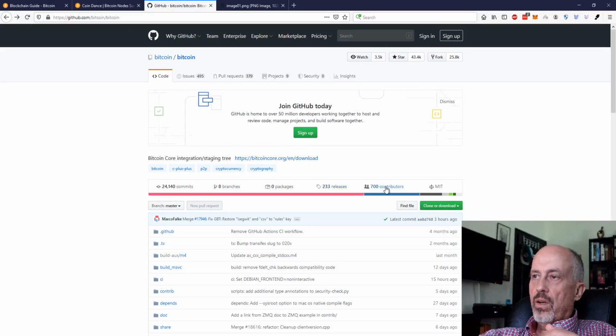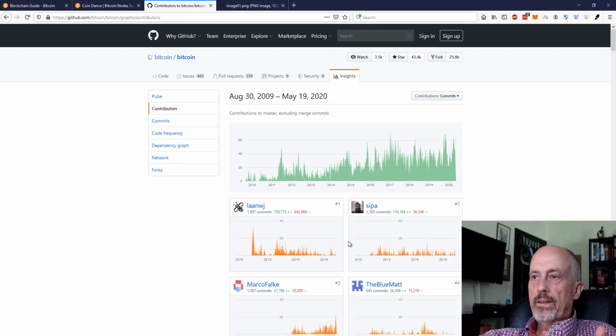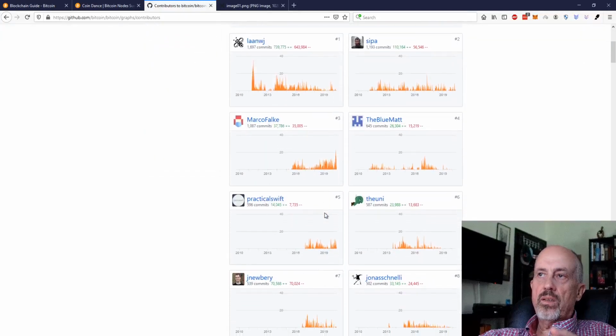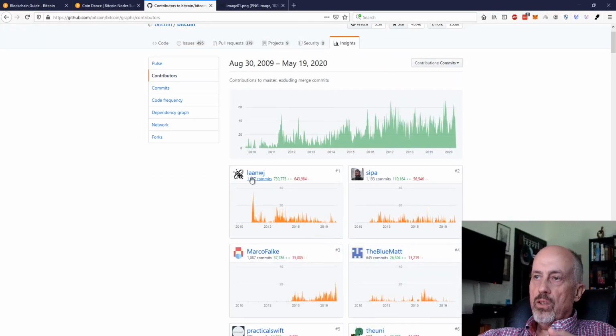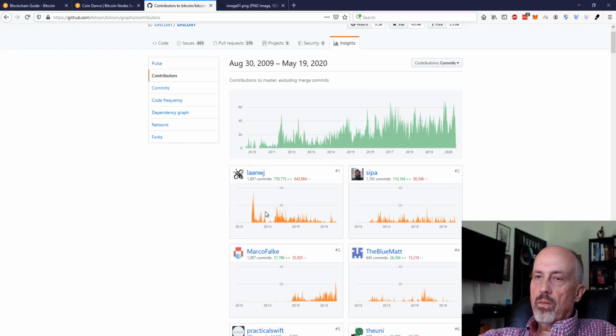Next is the contributors. Contributors are literally contributors to this project. From day one, when they started using GitHub, which is early 2010, until today, you see all the people that did some sort of contribution. So this, for example, is Wladimir van der Laan. He's one of the main developers, as you can see. He's in position number 1 in everything that was changed.